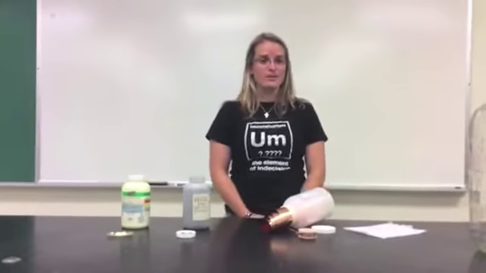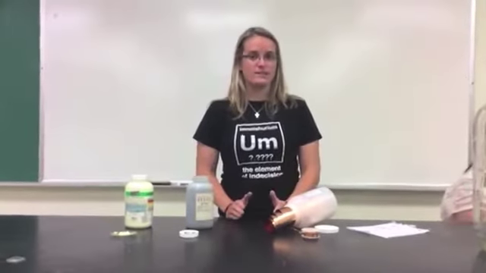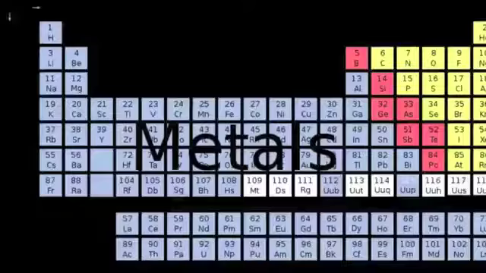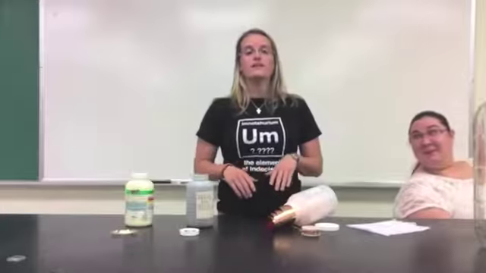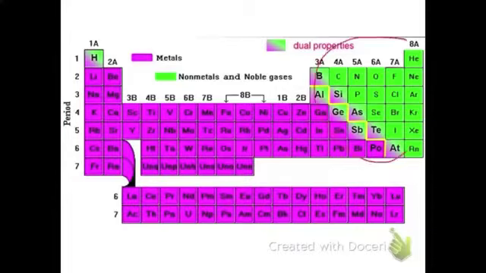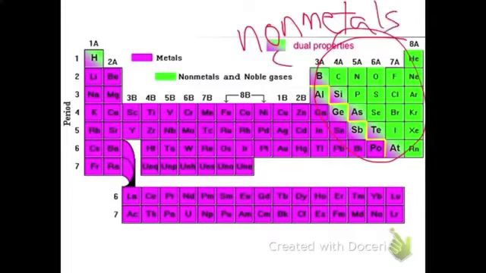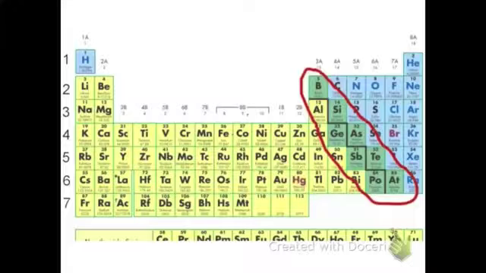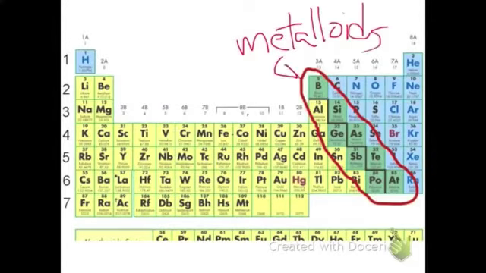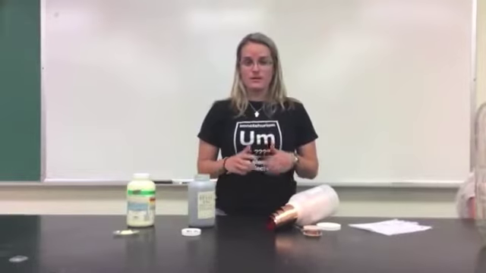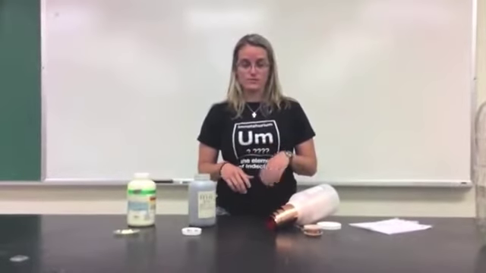Alright, so as we already know, our elements are divided into three major groups. We have our metals, nonmetals, and metalloids. So we want to talk about the characteristics of those three groups and what they have.